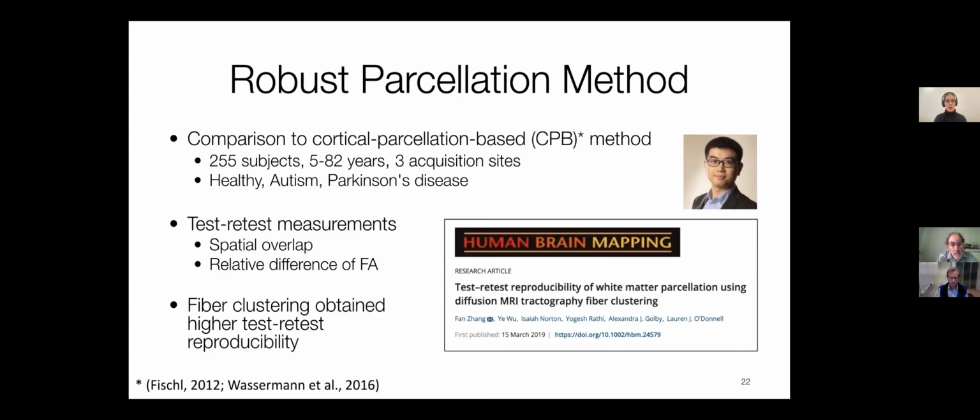So we compared our parcellation method using clustering to a parcellation method based on a cortical parcellation. Essentially, we showed that the fiber clustering obtained higher test-retest reproducibility in the same subjects. So as far as a structural parcellation, this gives a sense that it's a highly robust way to do it.